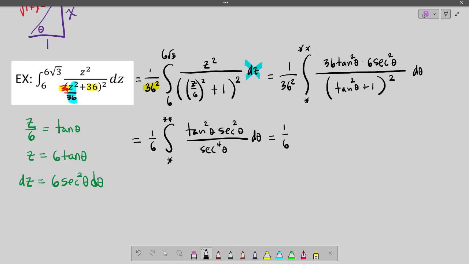Or at least it looks correct. Maybe it doesn't look good. So the only simplification here is that secant to the 4th over secant squared, or vice versa, secant squared over secant to the 4th, is going to reduce. So we have a tan squared over a secant squared.